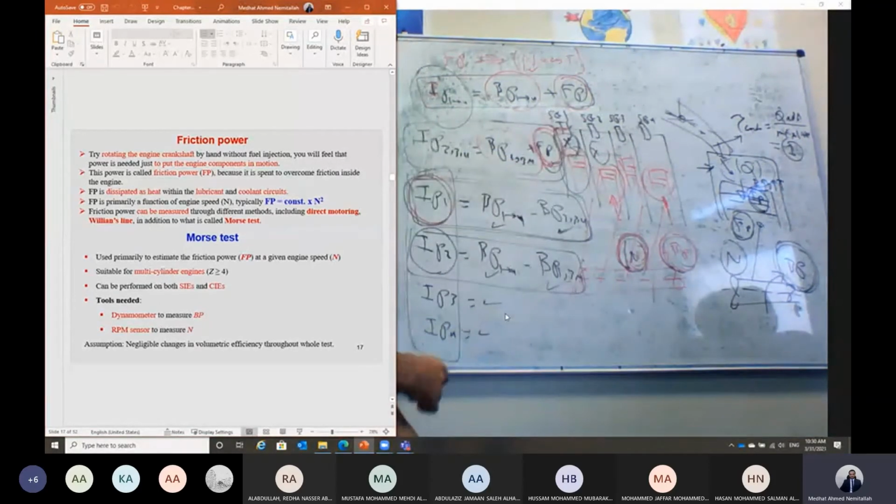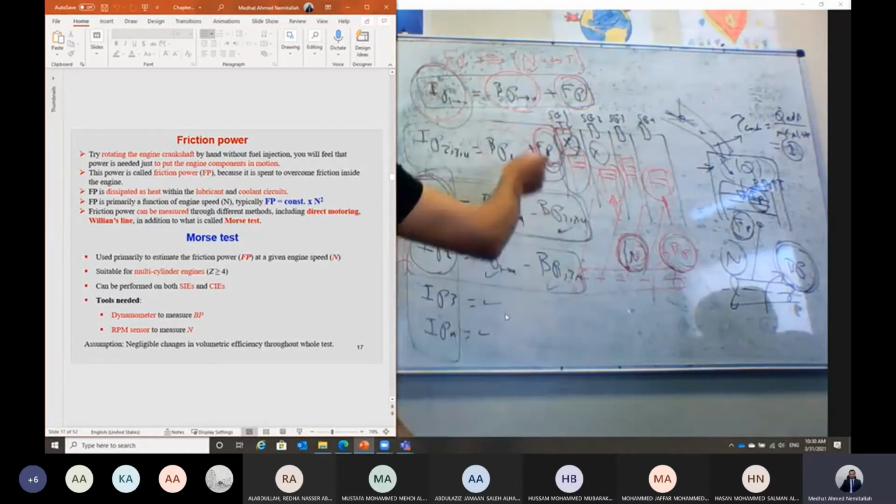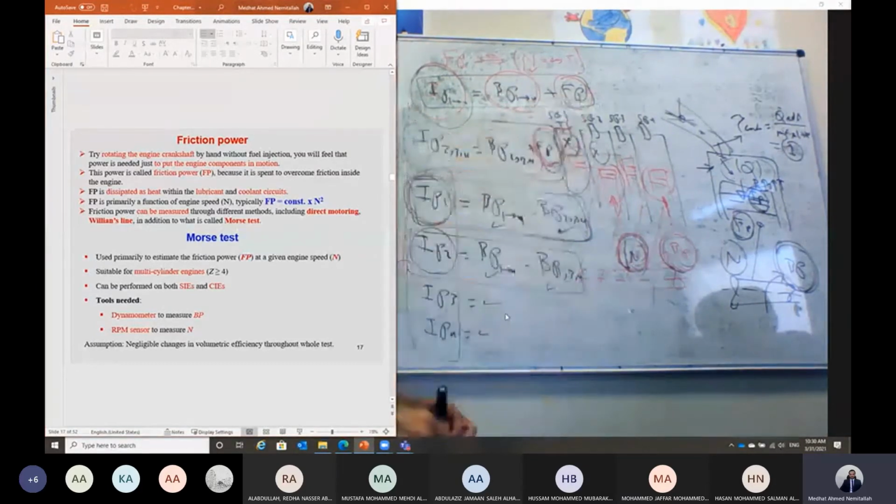And then we can sum up all the indicated power to calculate the total indicated power, and that should equal the brake power for all cylinders, which we have already measured using a dynamometer, and then we get the difference to get the friction loss power. Is that clear, guys? Is the idea of this test clear?